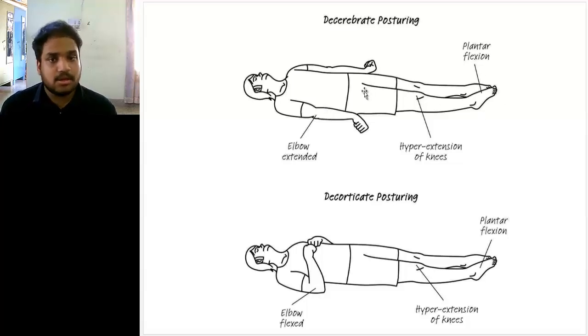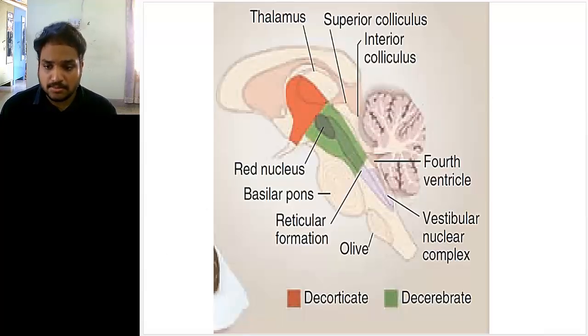Complete extension is there, right? This is called decerebrate posturing. So this indicates the dysfunction of the upper brainstem, between the superior colliculus as well as the vestibular nuclei in the pons. That is this green area, right? So if there is a problem in this area, that would result in decerebrate posturing, right?